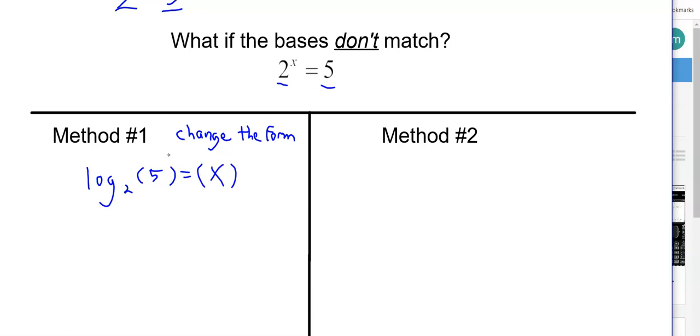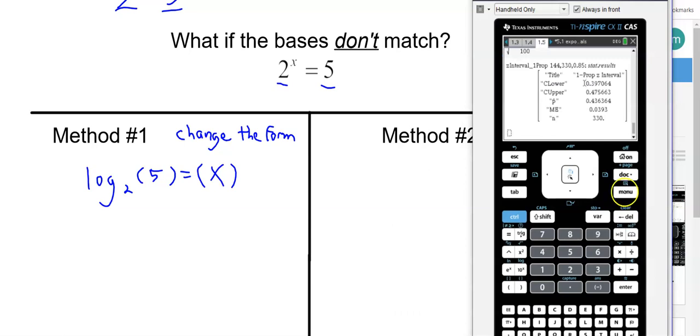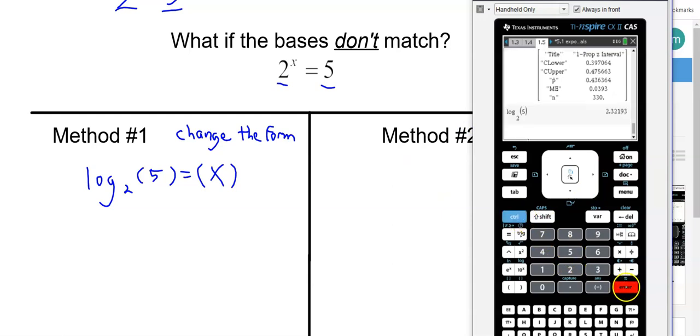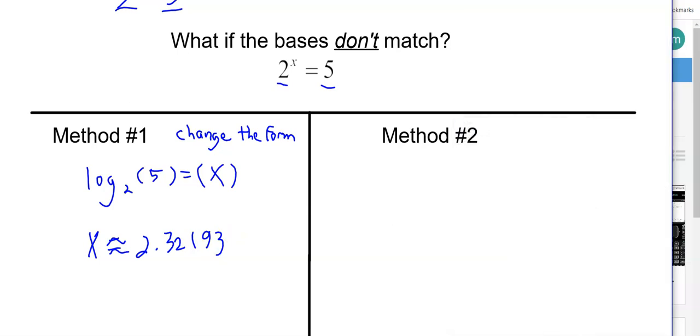If this is the calculator portion of the test, then you would hit log, that's control 10 to the x. Oops. So control 10 to the x, base 2 of 5. And if you want a decimal, I usually hit control enter. It's one way to get it. So we got a decimal. So x is approximately equal to 2.32193. At least 3 decimal places is probably fine. That's the way, honestly, most students are going to use it. It's probably the easiest to change the form.